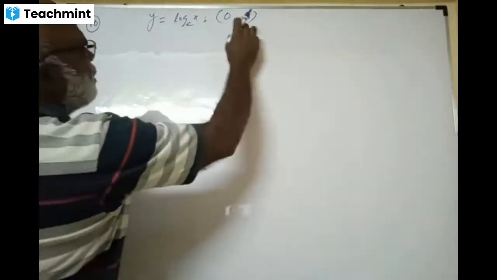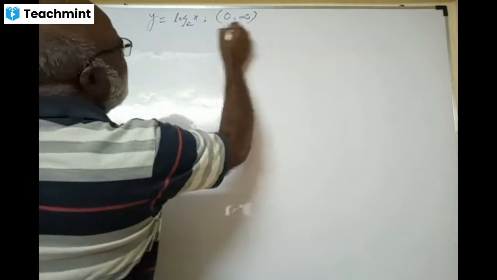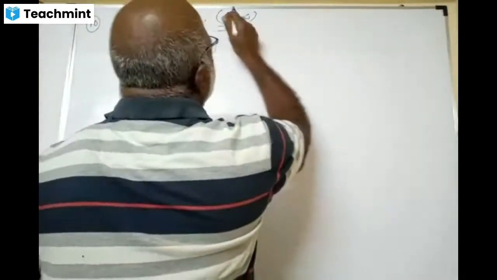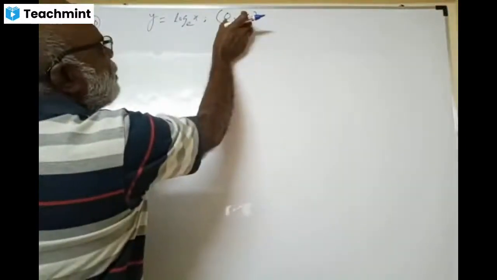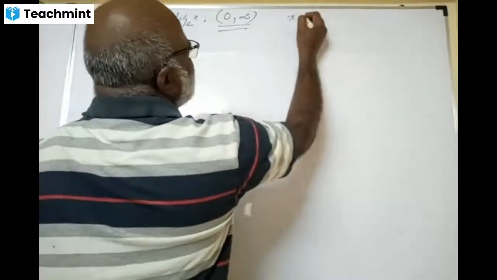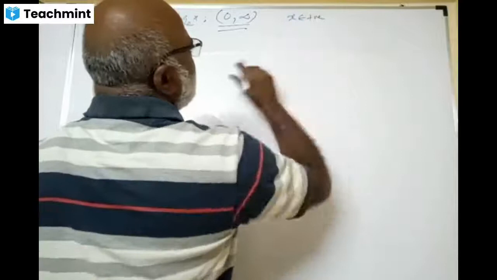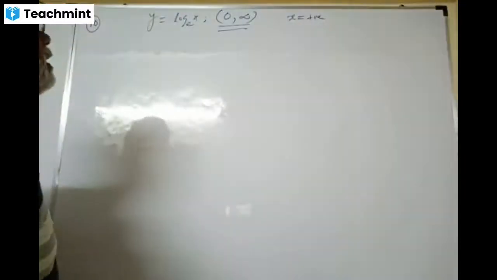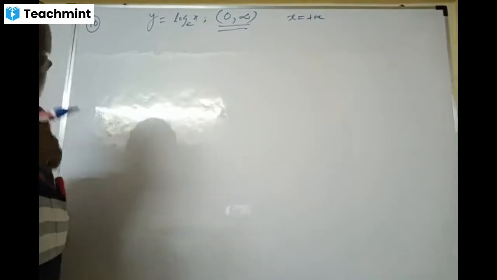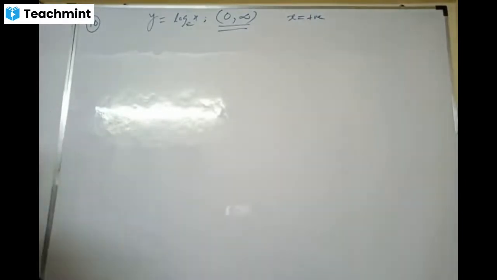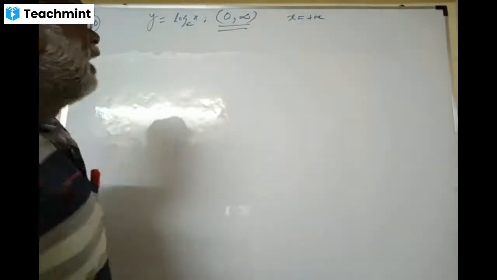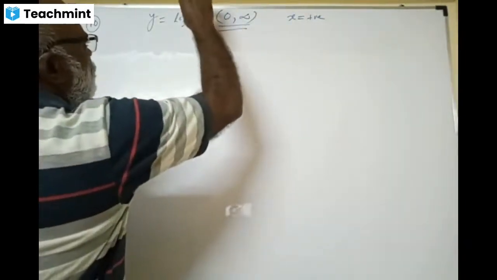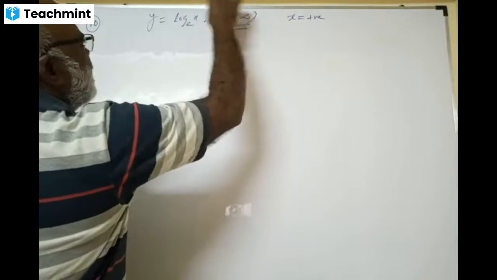Why has he given that the interval is 0 to infinity? Log is defined only for positive values, so it is between 0 to infinity. That means x is positive. It's very, very important. Why the interval is fixed like that is also important for us. The interval possible for log x is 0 to infinity.